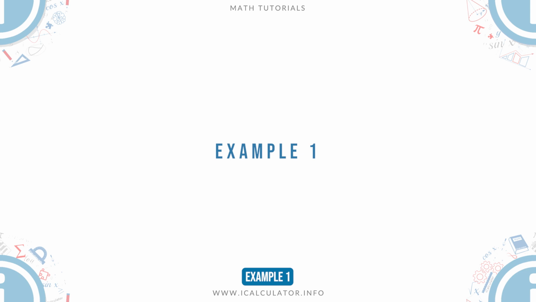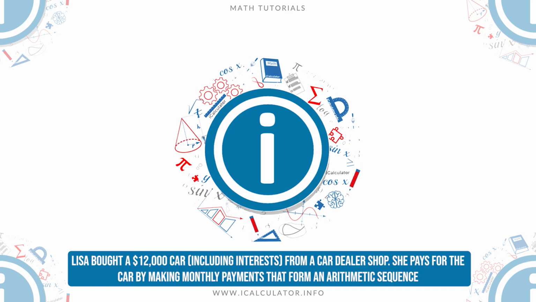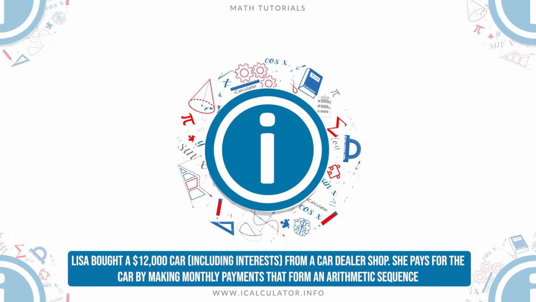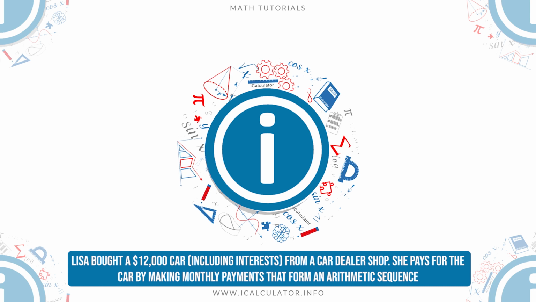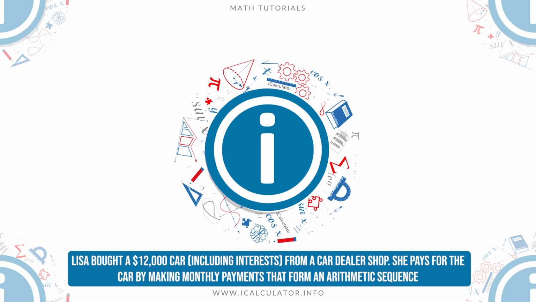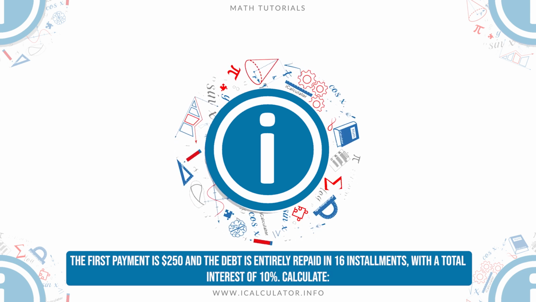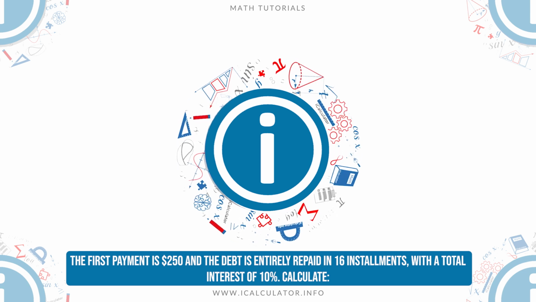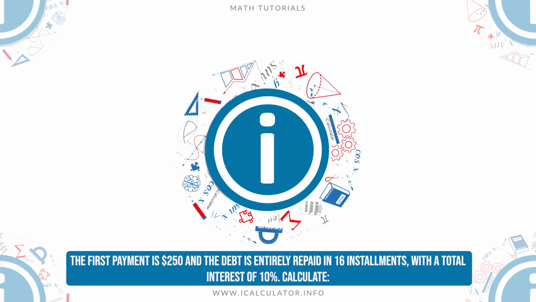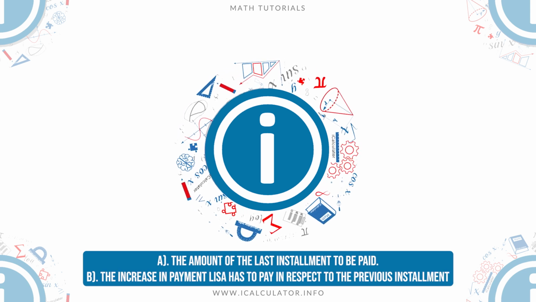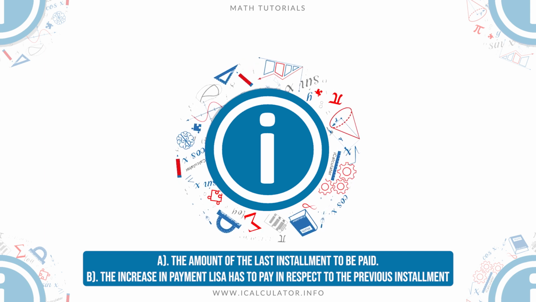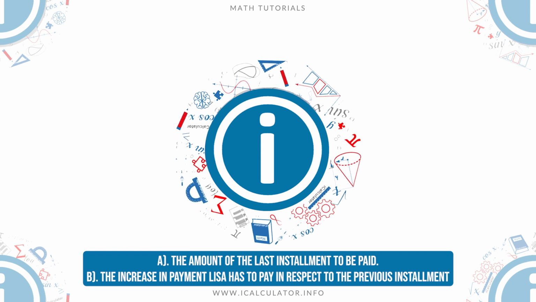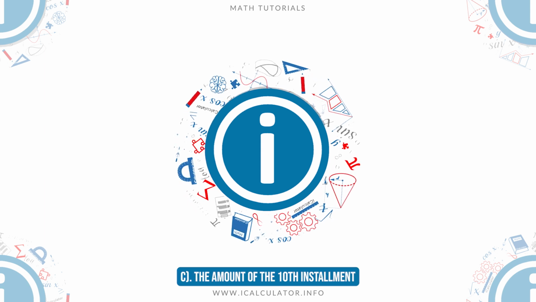Example 1. Lisa bought a $12,000 car, including interests, from a car dealer shop. She pays for the car by making monthly payments that form an arithmetic sequence. The first payment is $250 and the debt is entirely repaid in 16 installments, with a total interest of 10%. Calculate A, the amount of the last installment to be paid. B, the increase in payment Lisa has to pay in respect to the previous installment. C, the amount of the 10th installment.